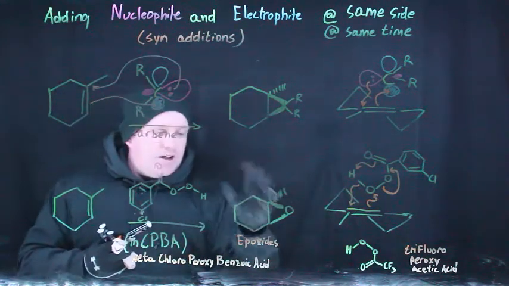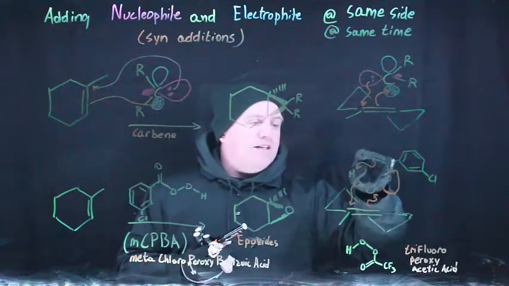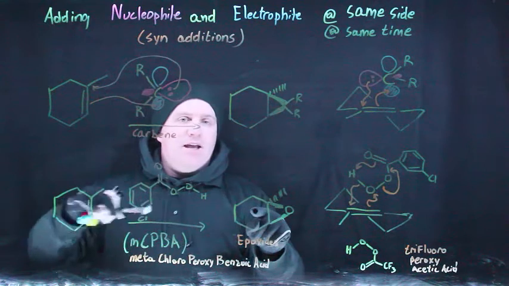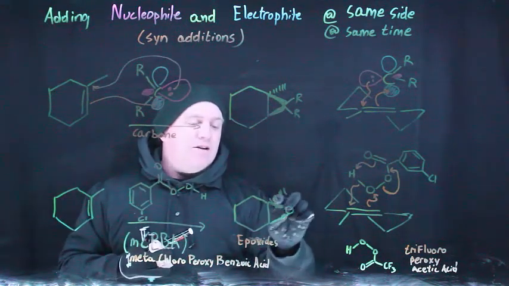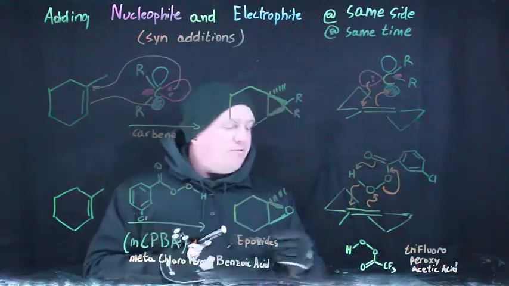mCPBA is the standard way of making epoxides, and basically you've got all 4 of these arrows happening simultaneously, but what I really want you to know is that you can take a double bond and turn it into an epoxide, an oxirane, this kind of little triangle with an oxygen in the corner. Any peroxide will do the same thing.